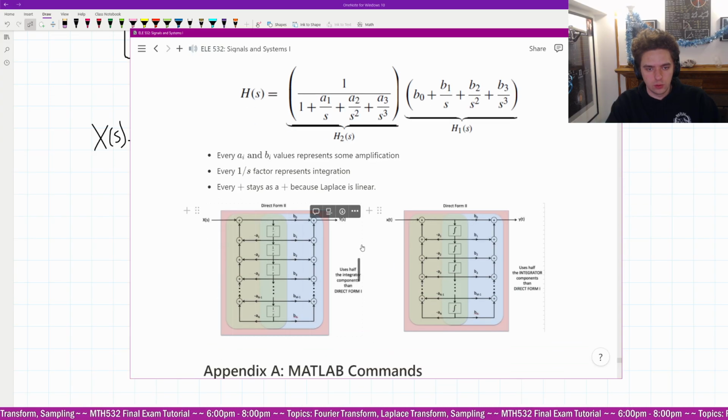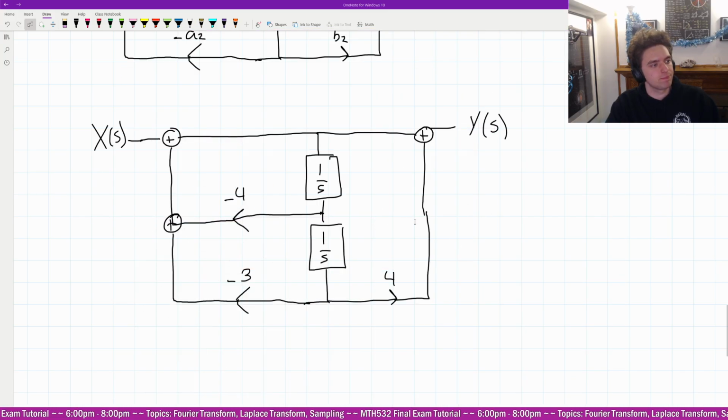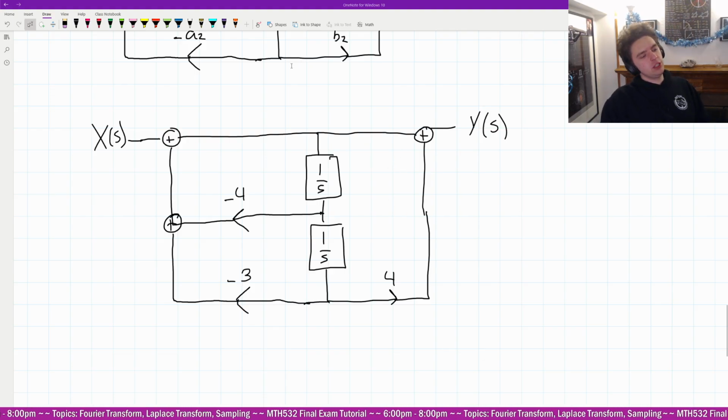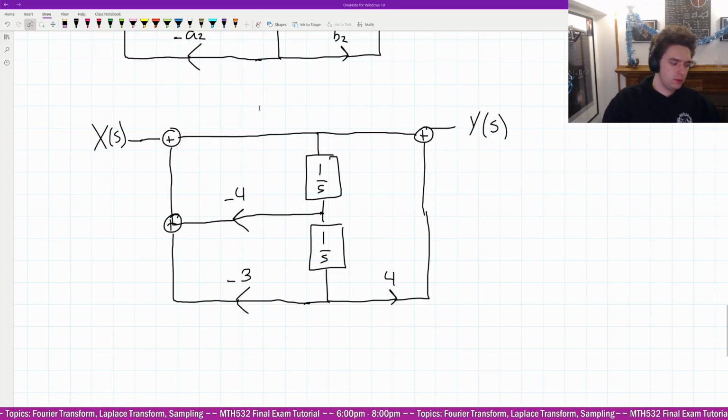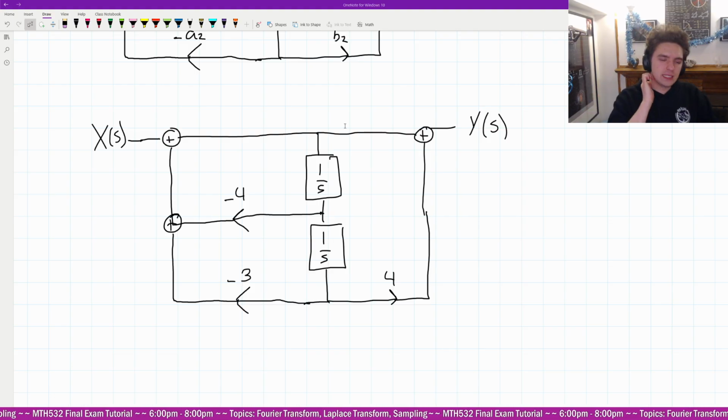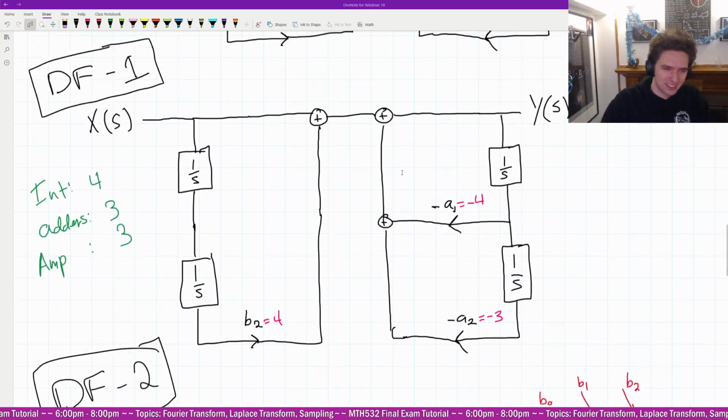So direct form 2 has X of S and Y of S. It's still the same one. Mainly the thing to remember is that the shape is pretty easy to remember: either you have integrators down the middle, or you have integrators down the sides. The only thing you really have to remember is which side goes with A and B.